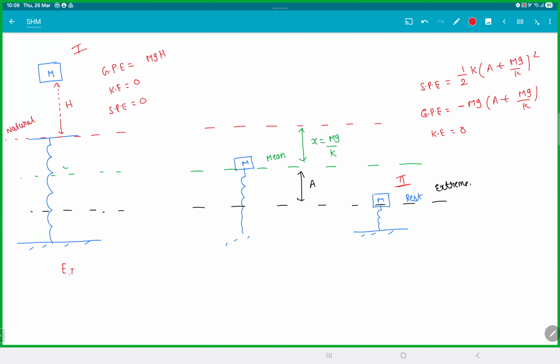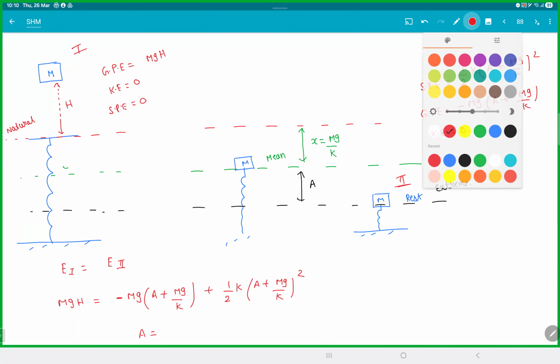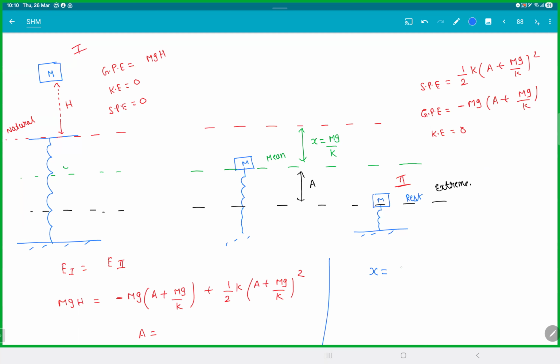Energy in state 1 is equal to energy in state 2. You get mgh is equal to minus mg(a plus mg by k) plus half k(a plus mg by k) whole square. Solve this, you'll get the value of a from here. Now, once you got the value of a, we can use the SHM equation, x is equal to a sine omega t. Here, x is nothing but from the natural length, which is mg by k, is equal to a sine omega t2. So you get t2 is equal to 1 by omega sine inverse mg by ak.